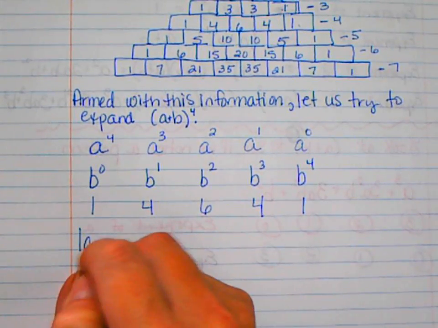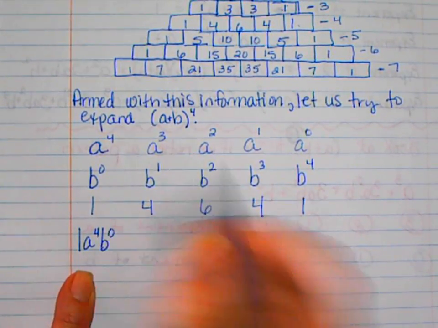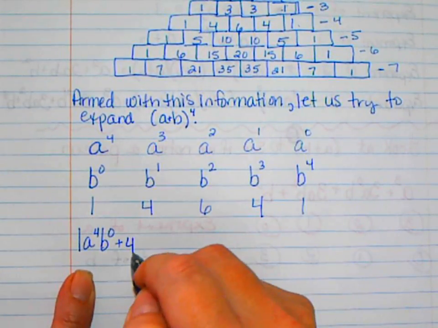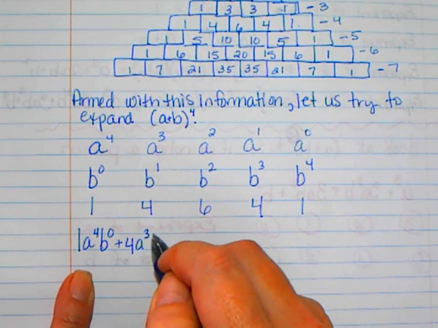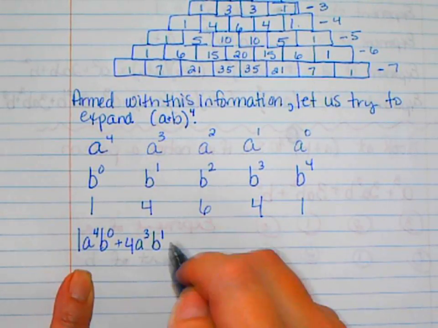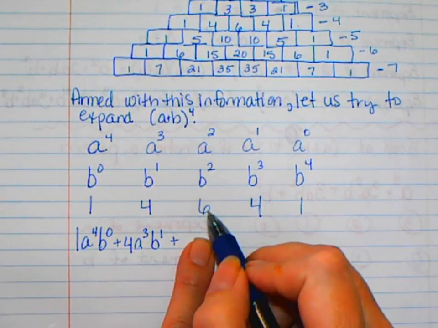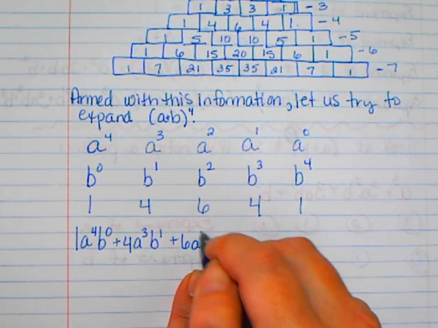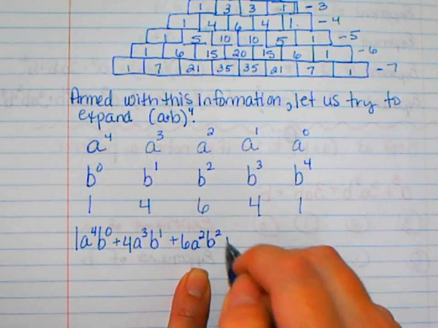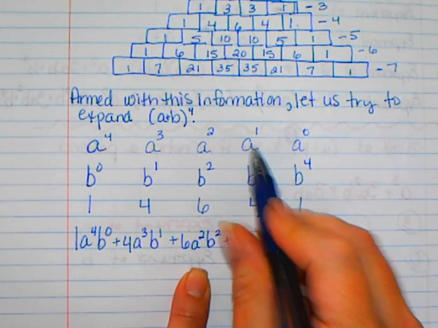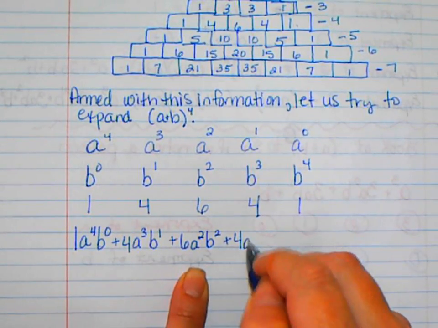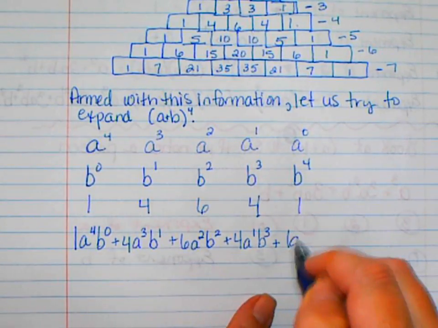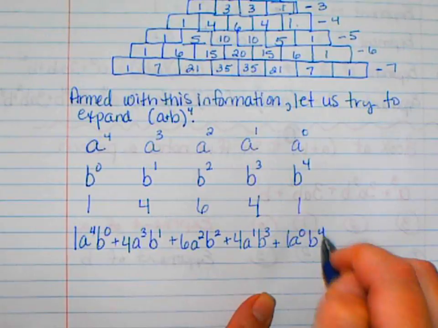So this would be 1a to the fourth b to the 0, plus 4a cubed b to the first, plus 6a squared b squared, plus 4a to the first b cubed, plus 1a to the 0 b to the fourth.